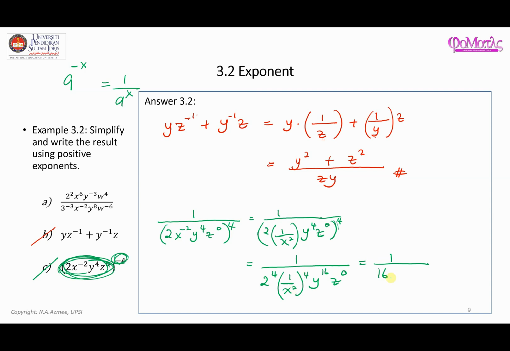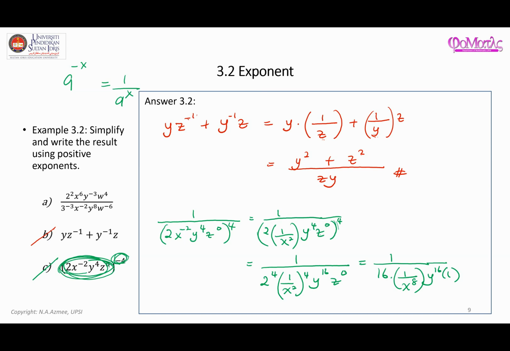This one is going to be 1 over x to the power of 8, and this is y to the power of 16, and z to the power of 0 is going to be equal to 1, so we can write it down. So 1.